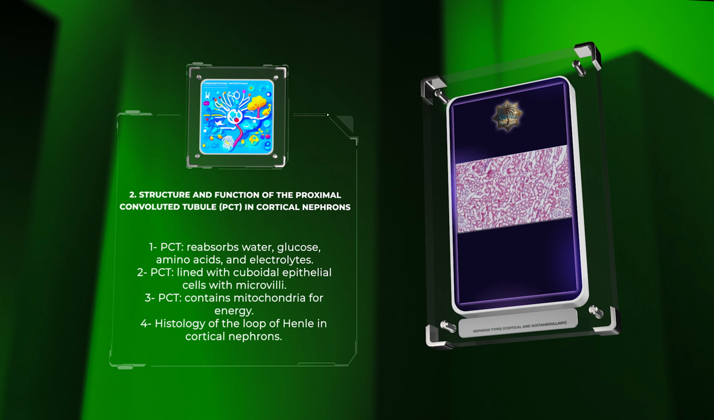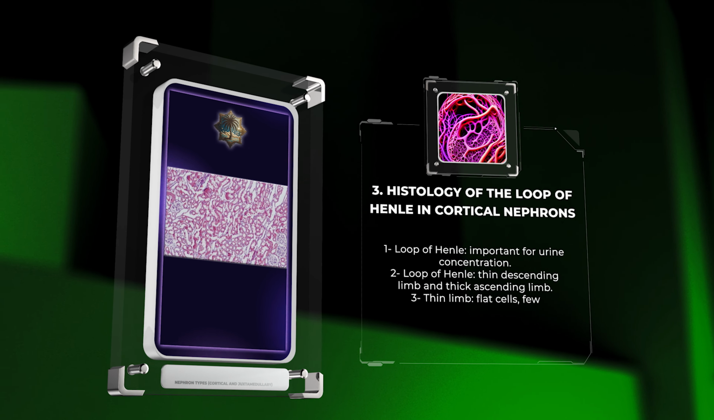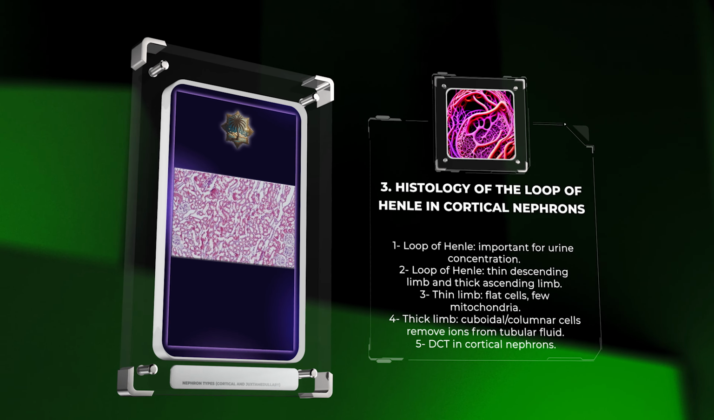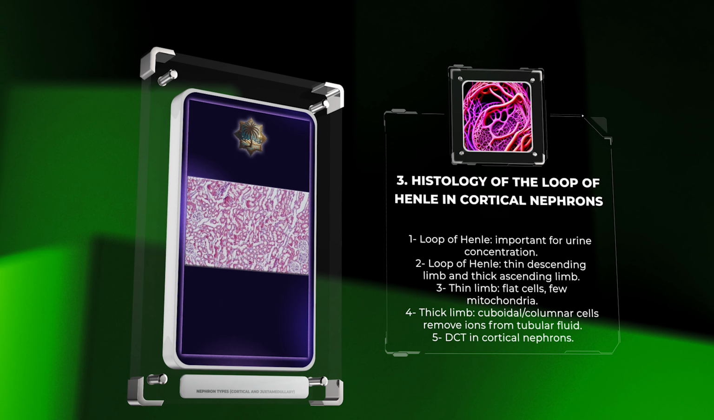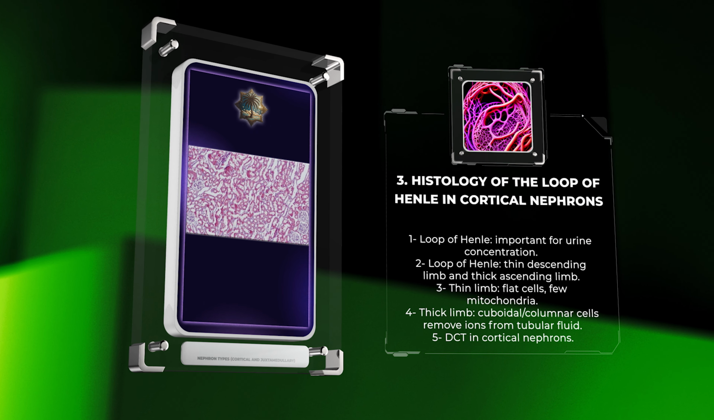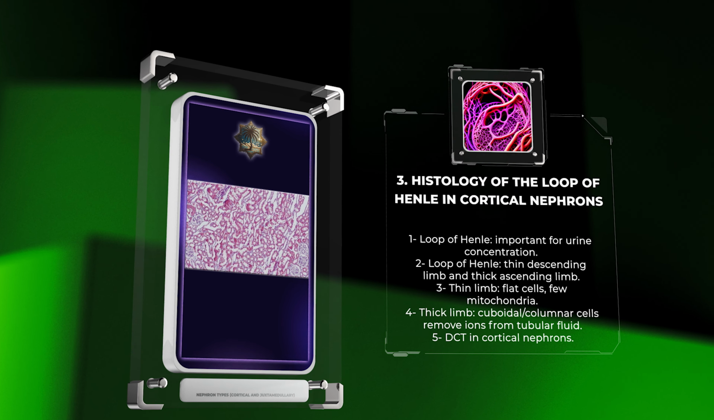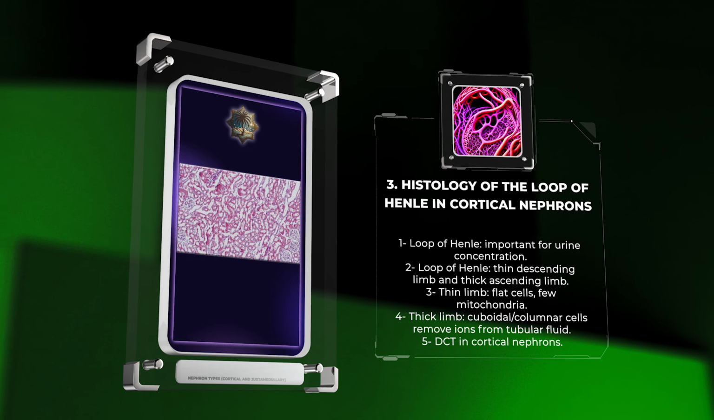Next, we will discuss the histology of the loop of Henle in cortical nephrons. The loop of Henle, found in cortical nephrons, is important for urine concentration. It has two parts, the thin descending limb and the thick ascending limb. The thin limb has flat cells with few mitochondria. The thick limb has cuboidal/columnar cells that remove sodium, potassium, and chloride ions from the tubular fluid. This helps establish the renal concentration gradient.